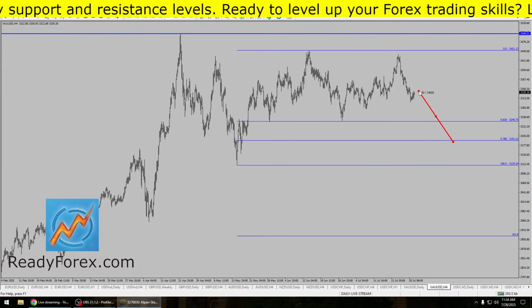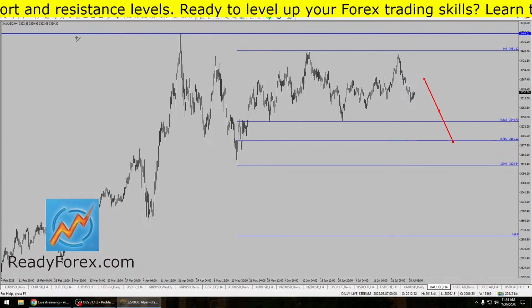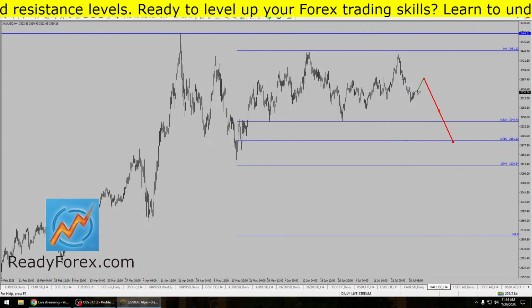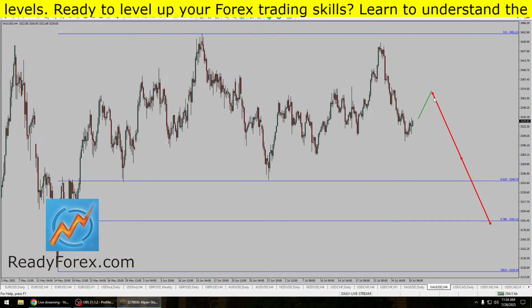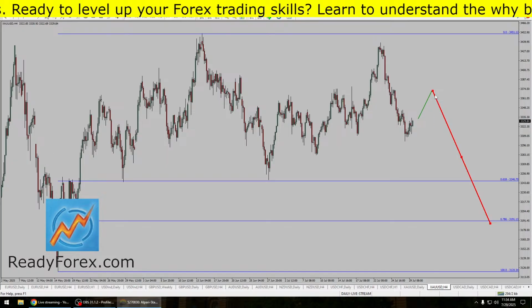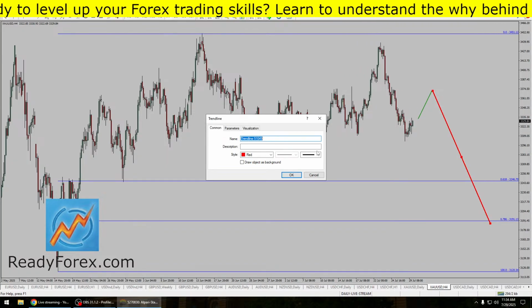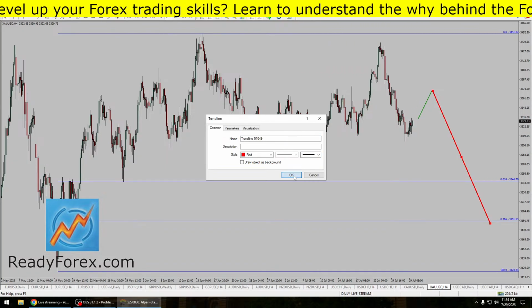Okay. Next one is the 4-hour time frame. So 4-hour time frame, same story. Expect a bullish leg over here first. Let me zoom in a little bit. Market is probably going to create a bullish pullback, and then it's going to resume the decline.